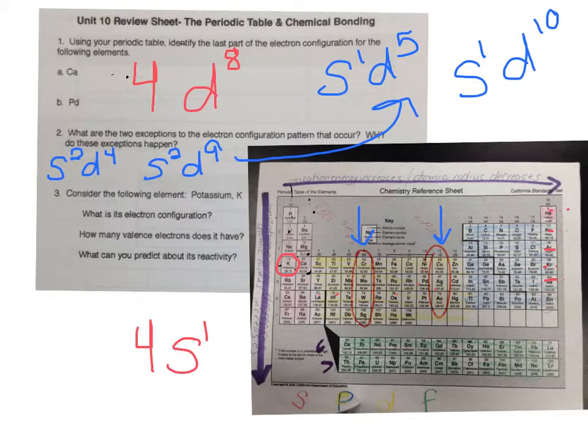How many valence electrons does it have? The 4th shell is its outer shell, and it only has 1 electron in there. What does this tell us about its reactivity? It's very reactive because it really wants to get rid of the 1 electron.